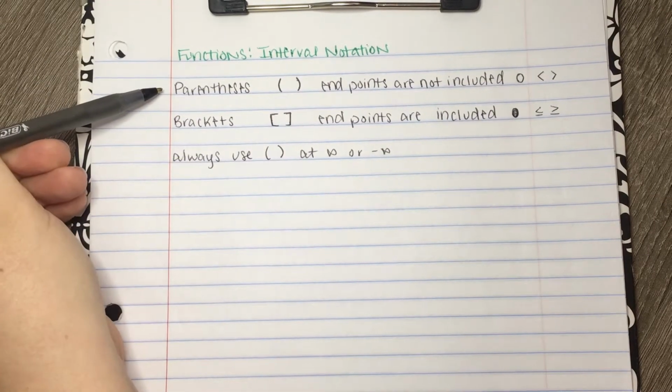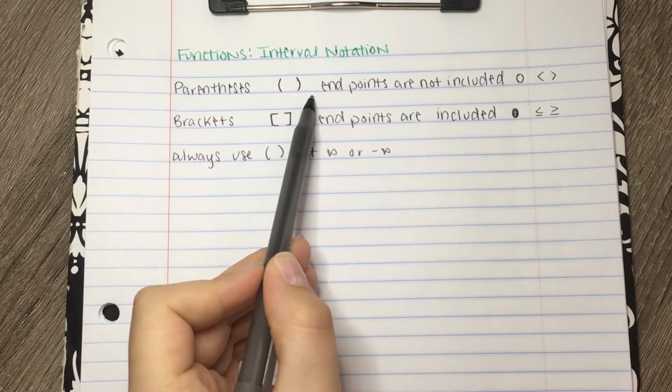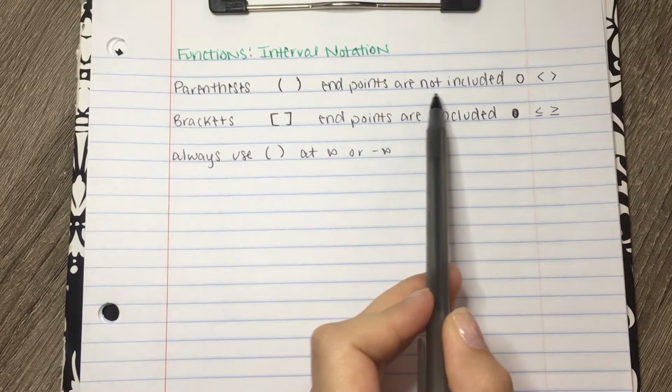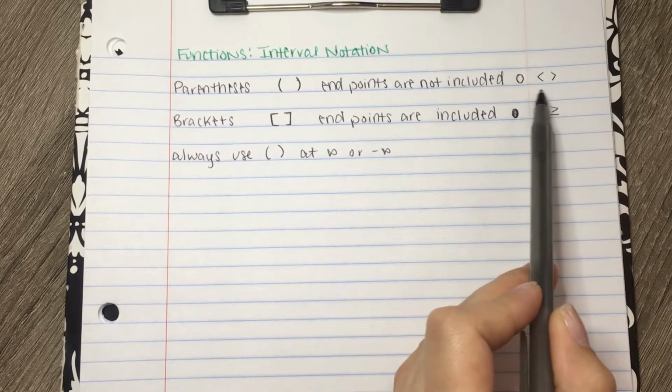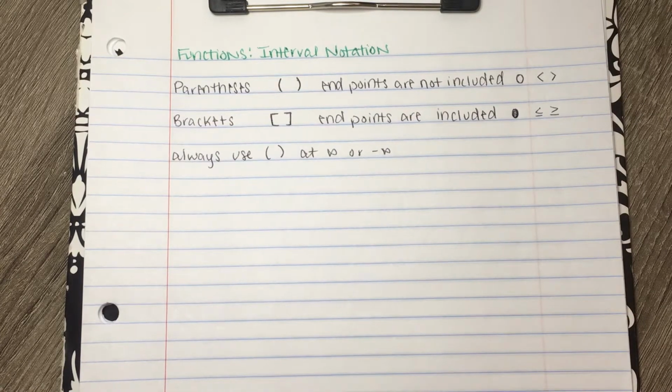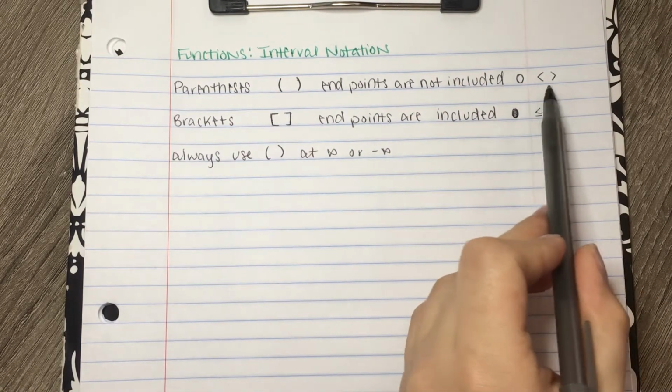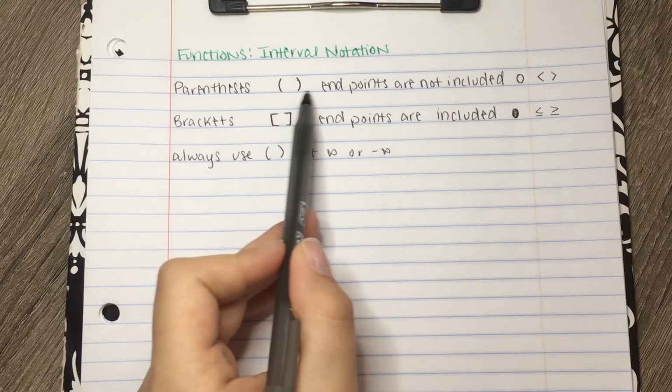Our first symbol is our parentheses. You could see them here, and we use our parentheses when we're not including our endpoints. That's going to be an open circle, or where we're used to seeing it in that inequality notation, we are not inclusive, no line under, open circle. That's when we use our parentheses.